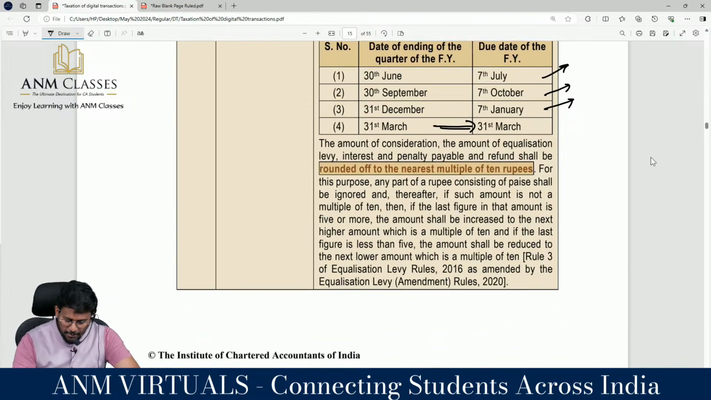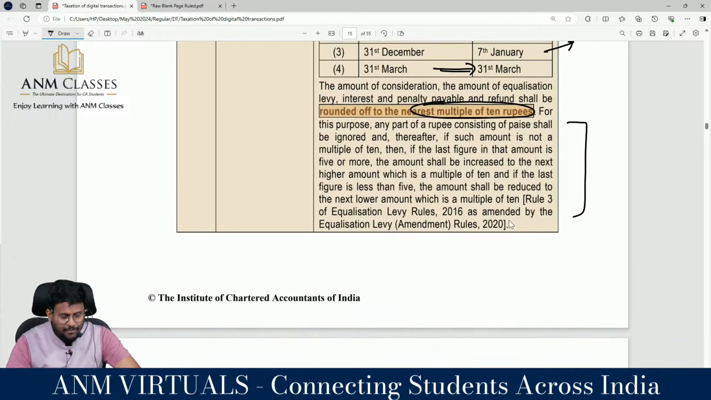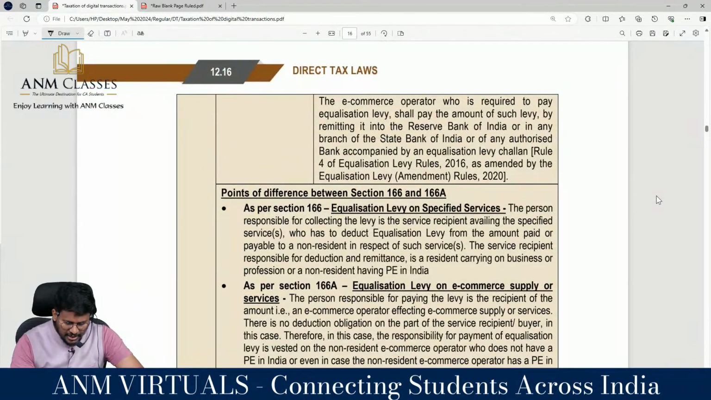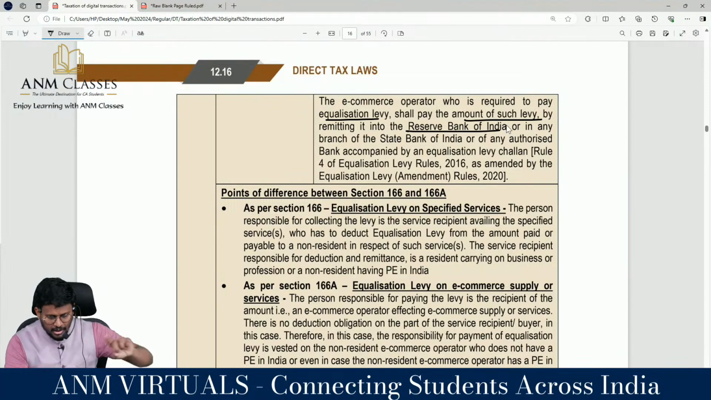Yes sir. So the amount of consideration, amount of equalization levy, interest and penalty payable and refund shall be rounded off to the nearest multiple of 10 rupees. If it is more than that, ignore paise; more than 5 rupees, round off to the next 10; less than 5 rupees, round off down. Sir, the e-commerce operator is required to pay what? Shall pay the amount of such levy by remitting it to the RBI, or in any branch of SBI or any authorized bank, accompanied by an equalization levy form.